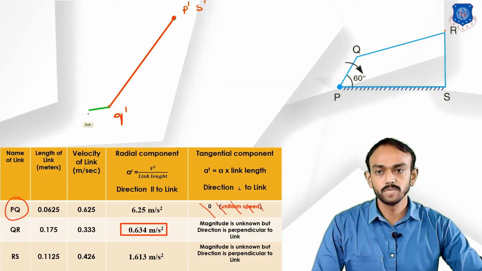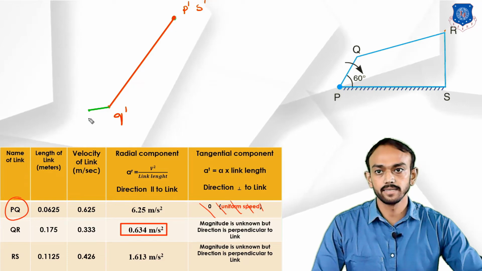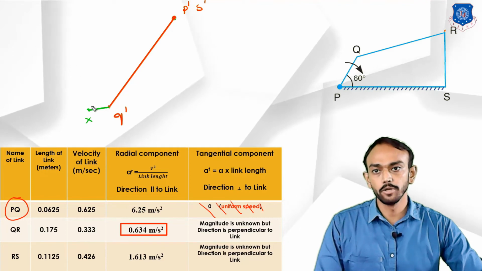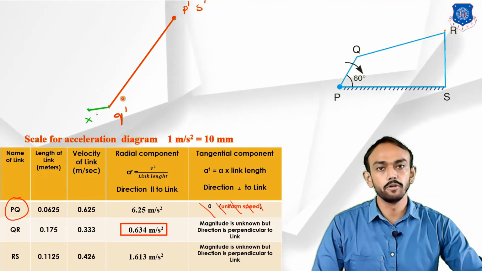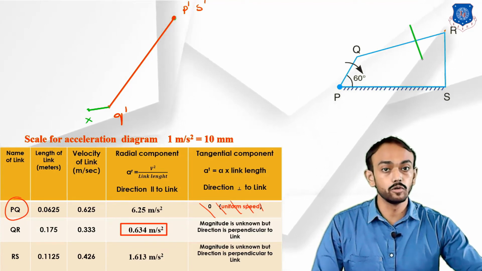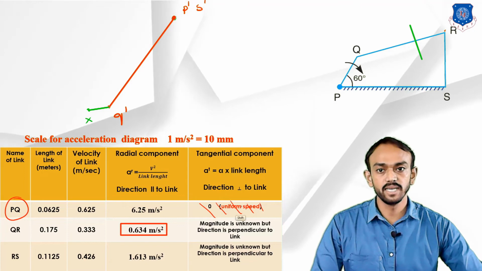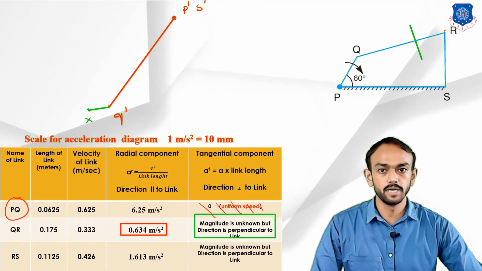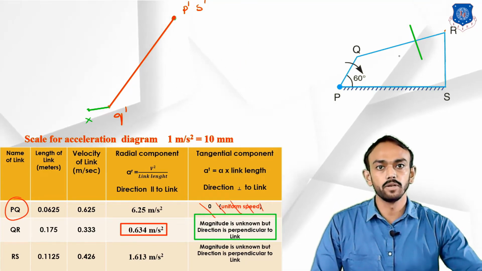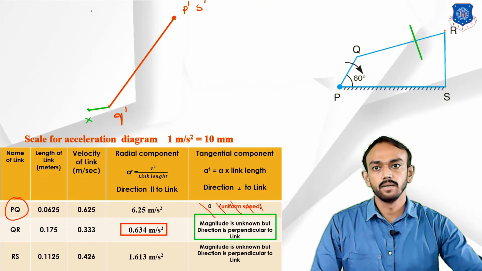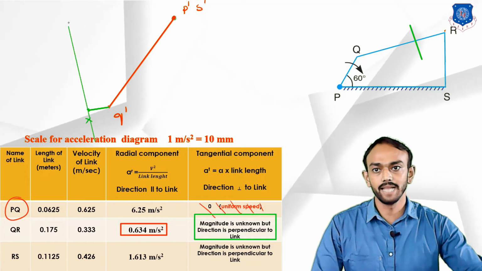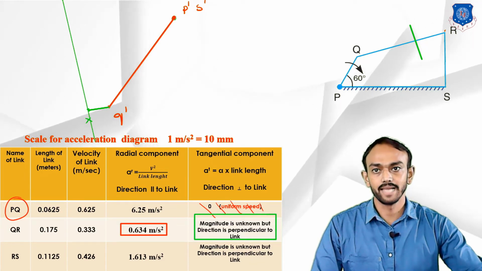Now from this point, let's take this point as X. From this point we will draw the perpendicular to this link QR, but we don't know the magnitude. As you can see here, the magnitude is unknown, but we know the direction is perpendicular to the link. So we will draw the perpendicular like this, and we don't know the length of this line, so we'll draw it like this.